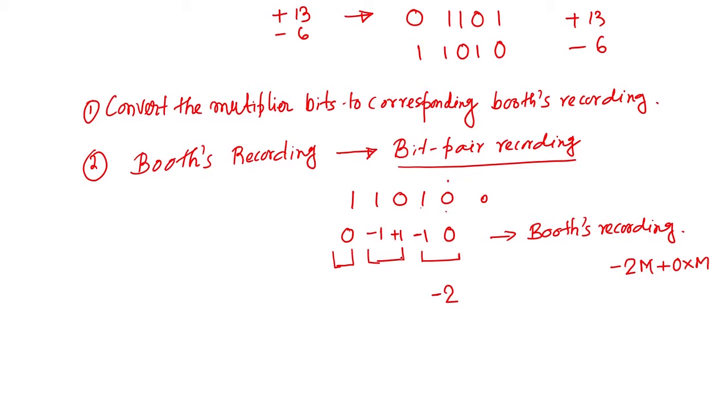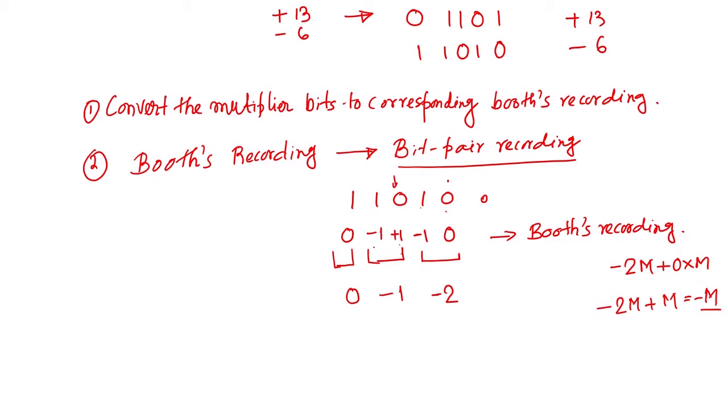Now, come to the next point. So, this is plus 1. Again you consider this with respect to this bit position. So, that will be m, and this will be minus 2m. So, therefore, minus 2m plus m, this is minus m. So, this is minus 1. Now, this is 0, so this will be 0.